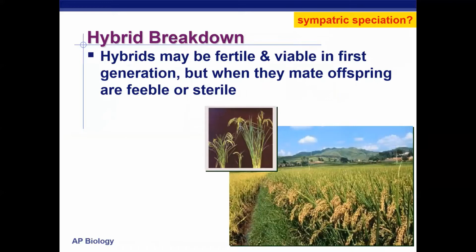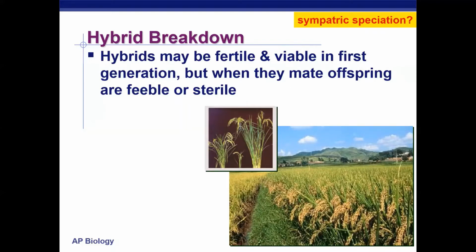And then our last post-zygotic barrier is hybrid breakdown. And this is where you have closely related species, you're able to cross them, and the first generation's all good. They're fertile, they're viable, but then after that, it comes crashing down.